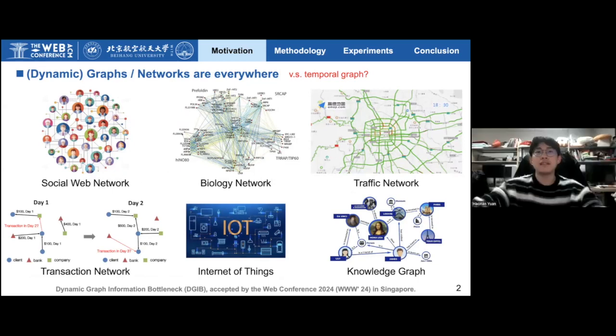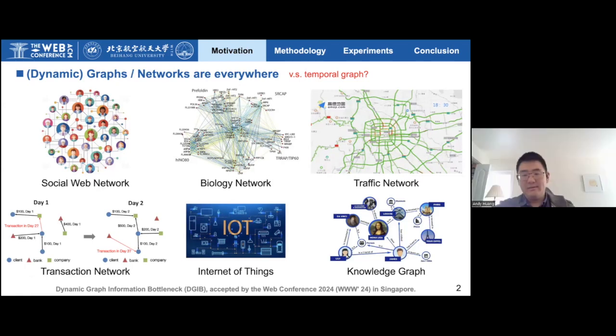Yes, I think the temporal graph is more complicated. It describes the continuous time changes in the graph, but dynamic graphs are more like discrete graph snapshots, those time slices. Oh, I see. So basically, what you mean by dynamic graph are snapshot-based graphs, like discrete-time dynamic graphs, and then what we call continuous-time dynamic graph is what you call temporal graph.